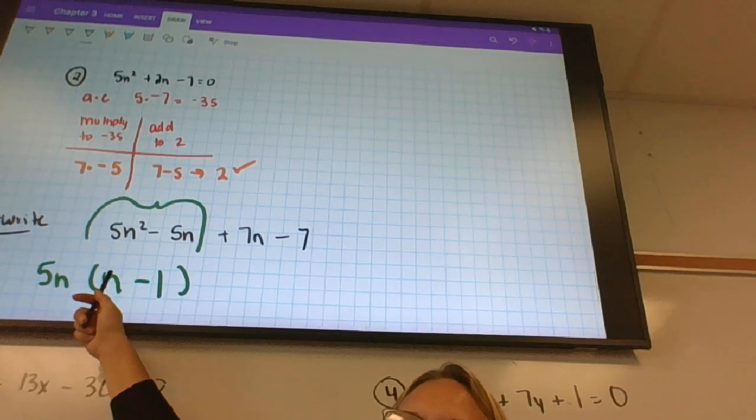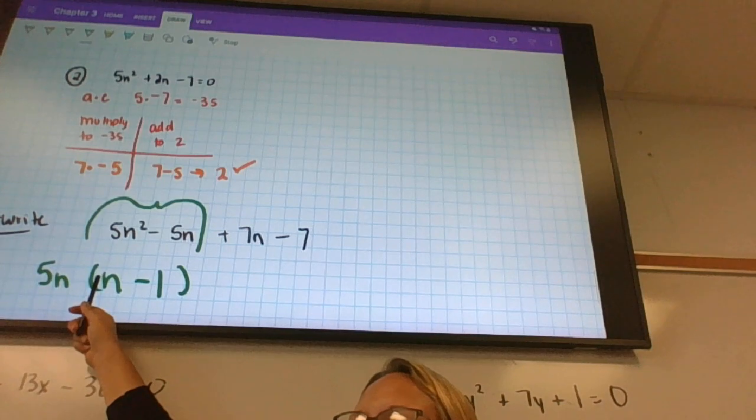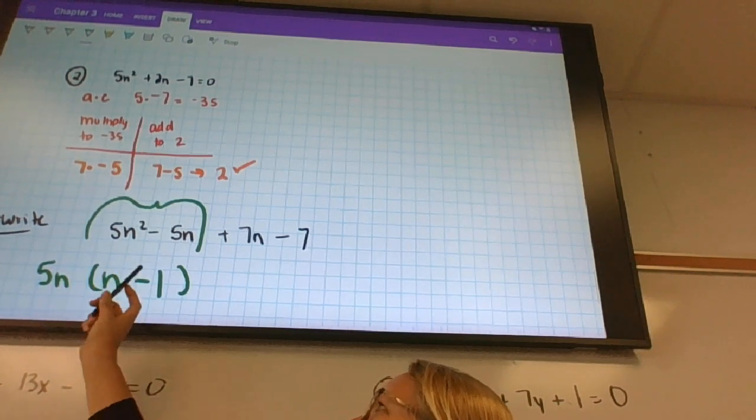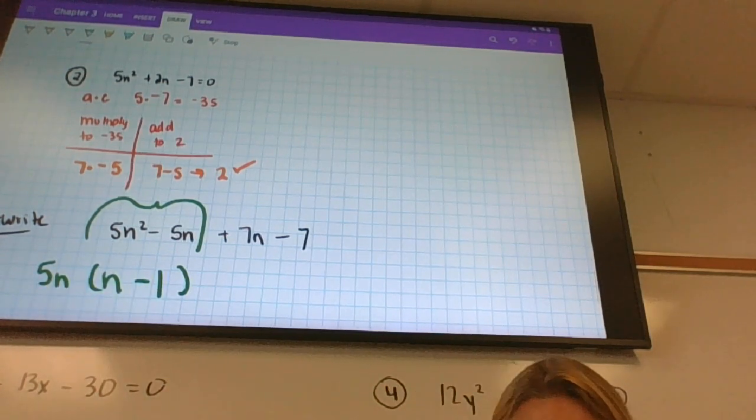Remember, the whole idea of taking a greatest common factor is just opposite distribution. So if you're not sure if you did it right, you can think, if I distribute, would I get what I started with? It has to be opposite distribution.